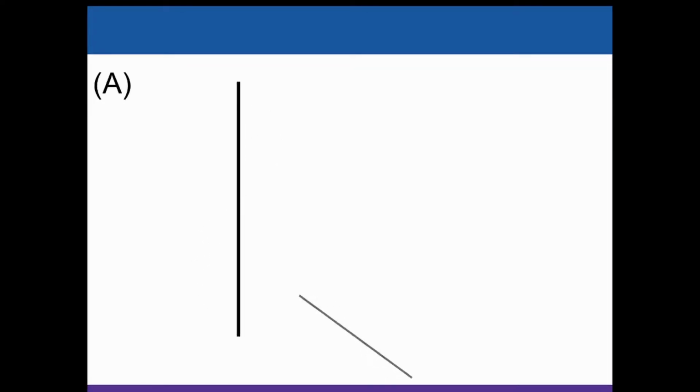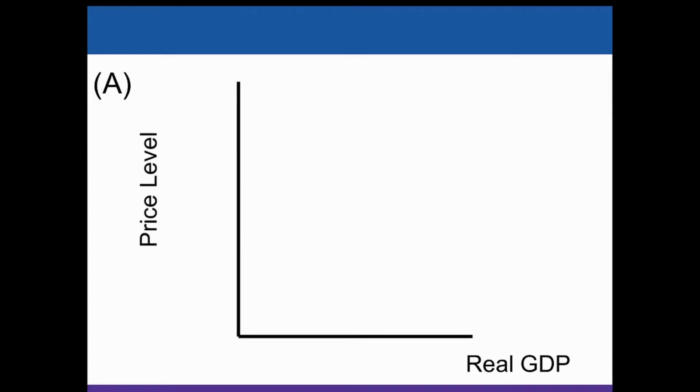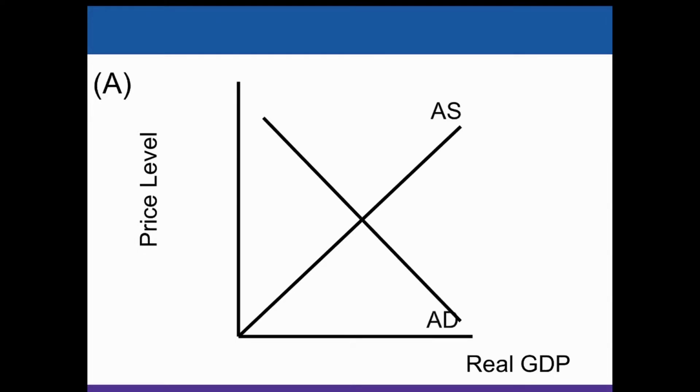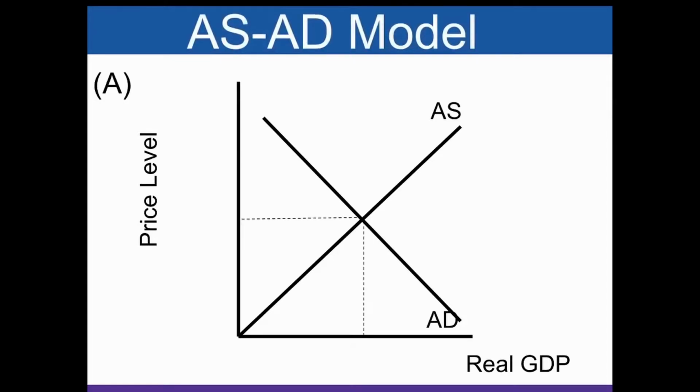All right, so we pull up our X and Y axes. We call it real GDP on the X, price level on the Y. Give me my aggregate supply curve. Give me my aggregate demand curve. And we get our equilibrium, then we throw in the LRAS, okay?